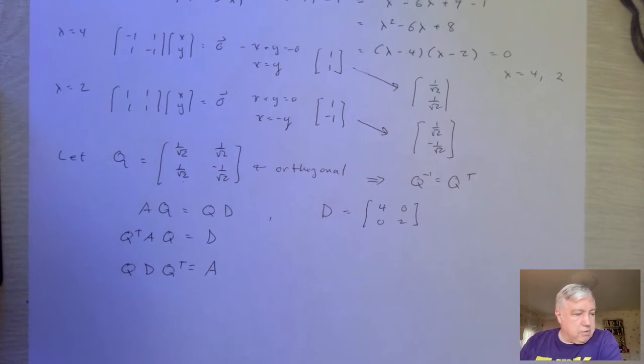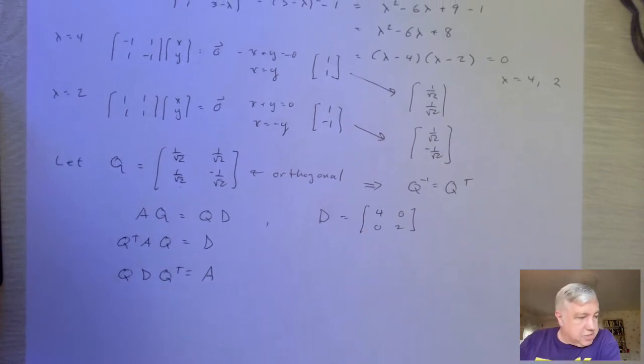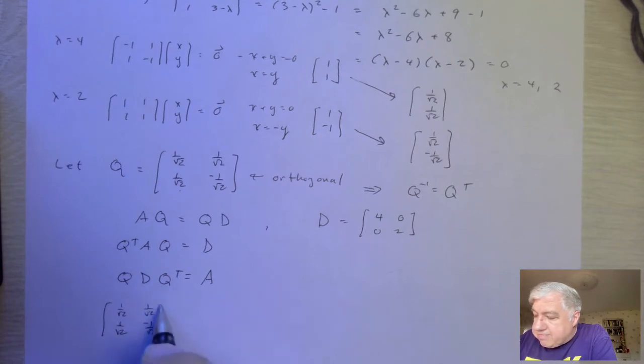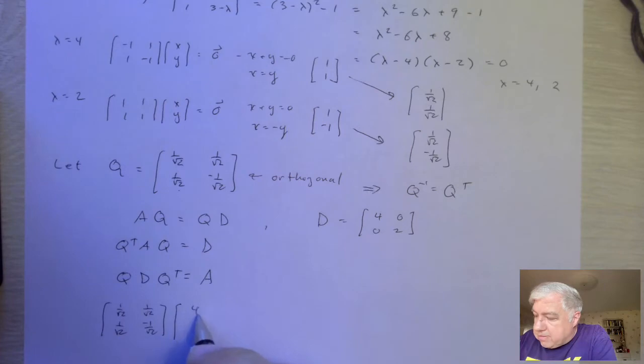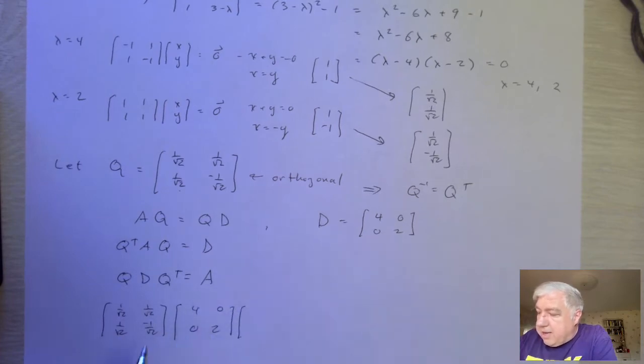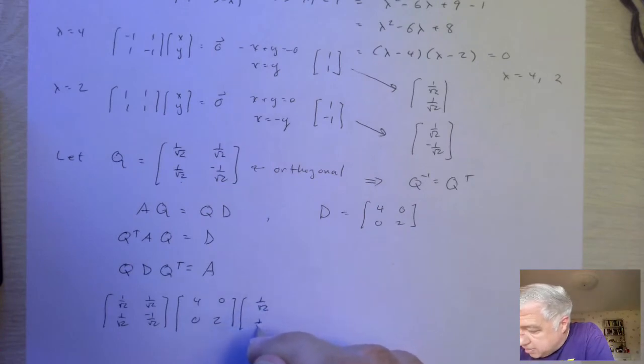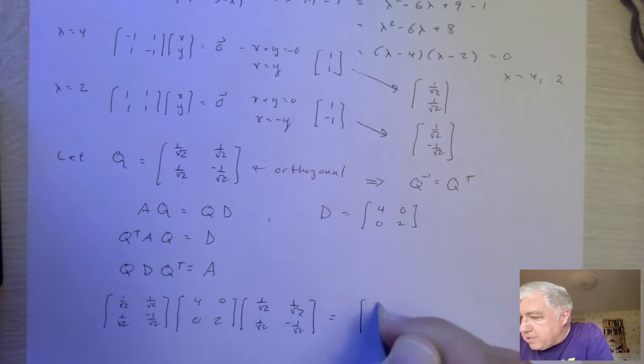Okay, so I'll stop there. We could say that in fact Q is now going to be 1 over square root 2, 1 over square root 2, 1 over square root 2, negative 1 over square root 2. D would be 4, 0, 0, 2. And in this case, we'll see that the transpose is actually equal to itself, because this is clearly a symmetric matrix. Okay, and so this is A, which is still 3, 1, 1, 3.